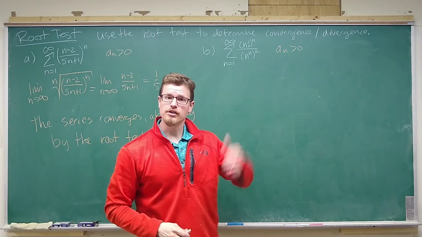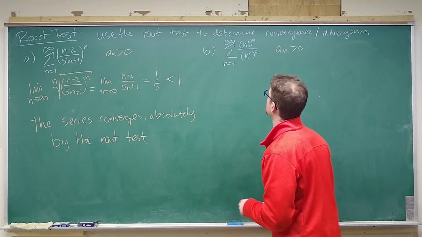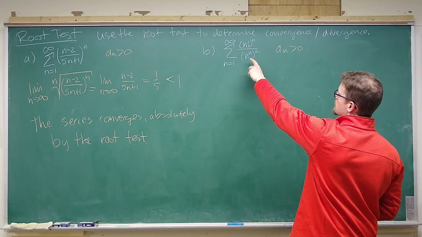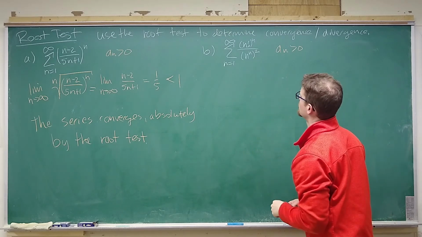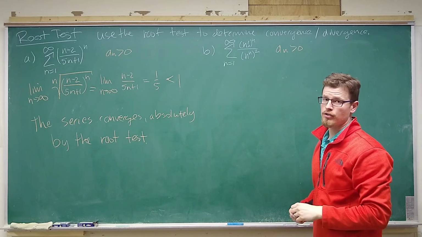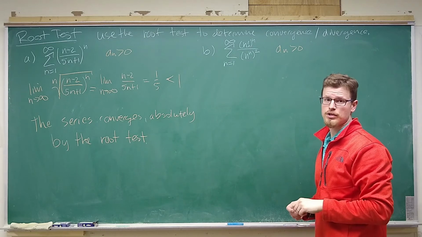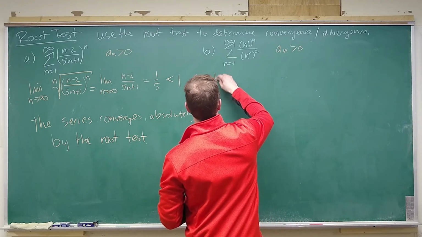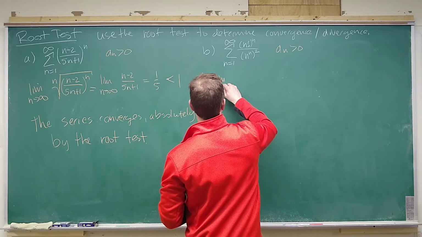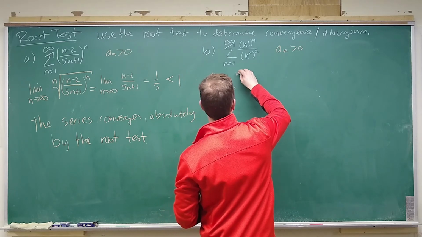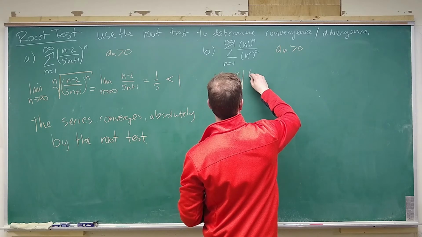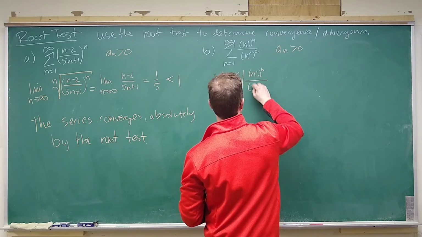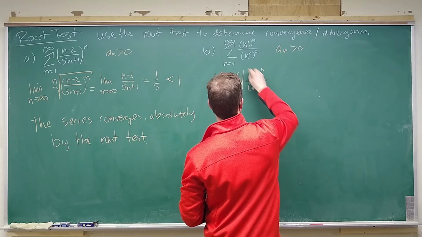Excellent. So let's take a look at our next example. We have n factorial to the nth divided by n to the nth squared. Again, all of these terms are greater than 0, so we don't have anything to worry about with the absolute values. So we want to take the limit as n goes to infinity of the nth root of n factorial raised to the nth power divided by n to the nth power squared.